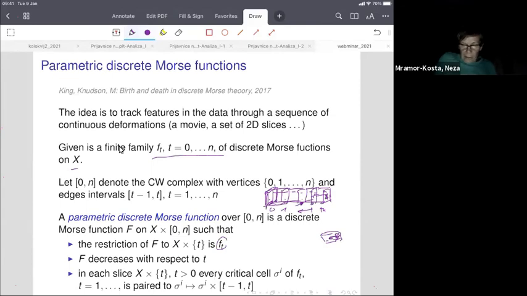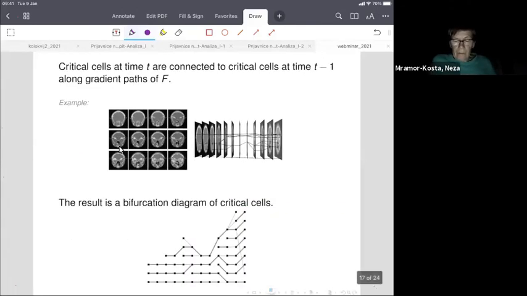Okay, so what is this good for? This tells us that we can now connect the critical cells, which are features in our data, along these time slices. How? We take a critical cell in one slice, and if we look at the neighboring slice down here, maybe this is going to be paired like this. Maybe this is regular.